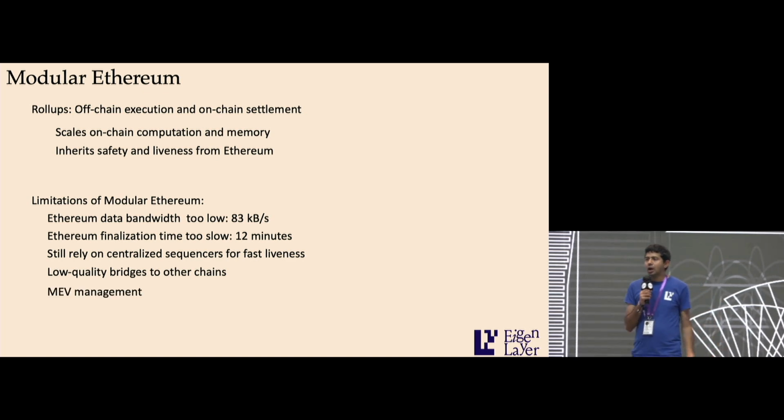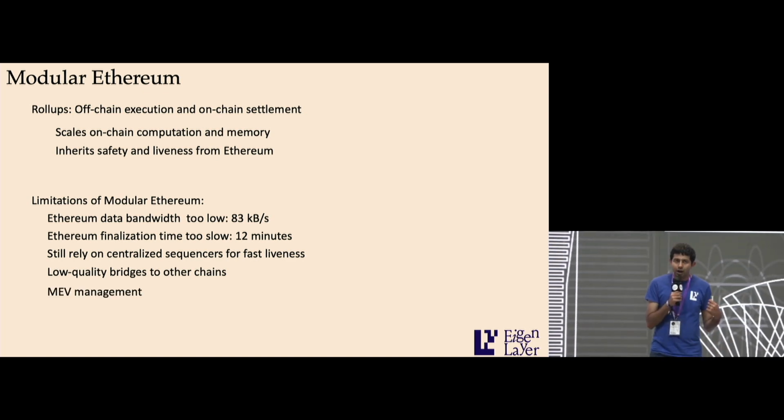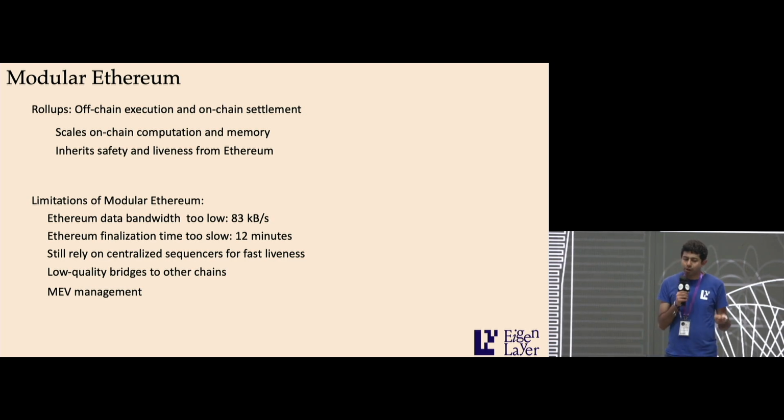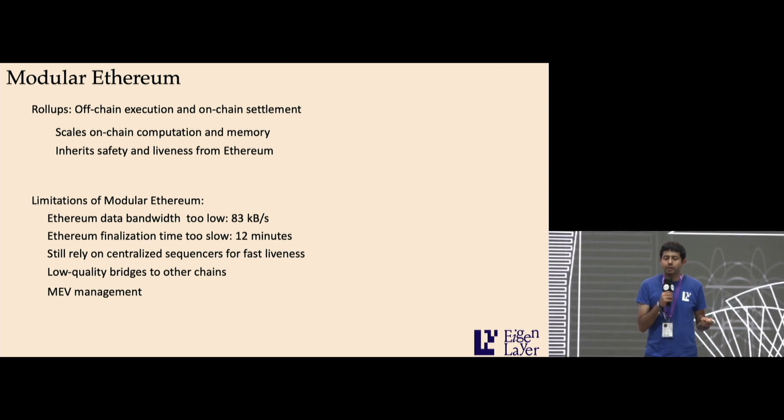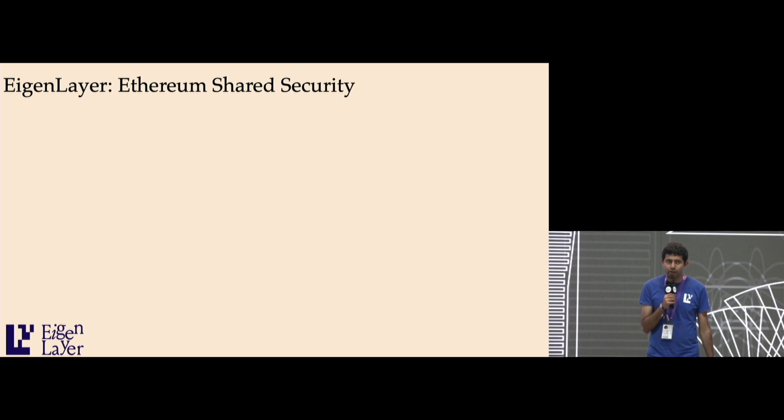And finally, how do we utilize the ordering freedom called MEV, or miner extractable value, or maximal extractable value? How do we manage this properly so that users get maximal benefit?